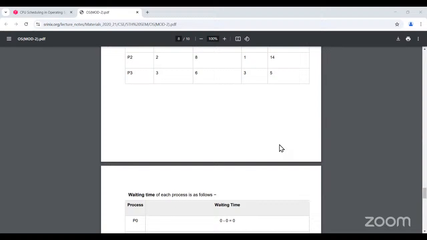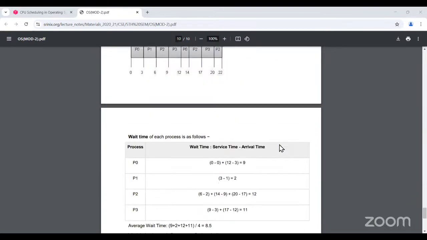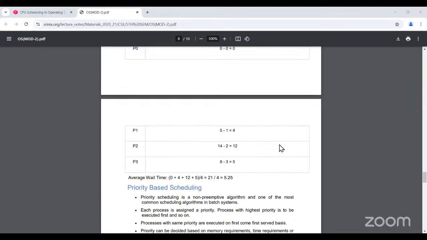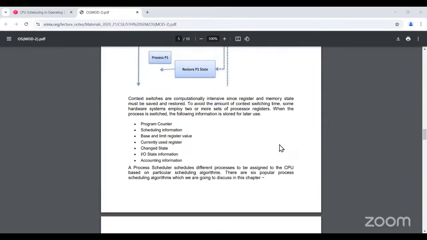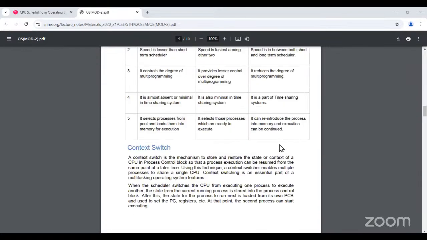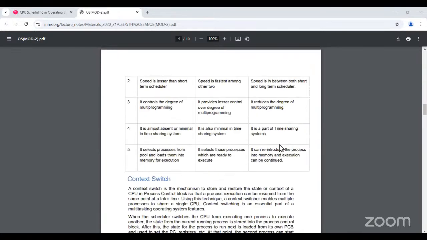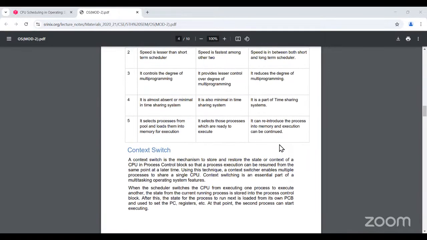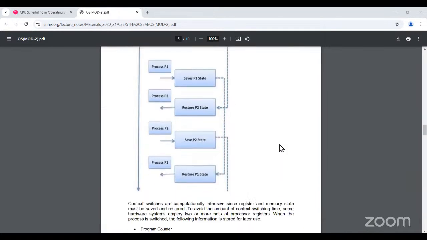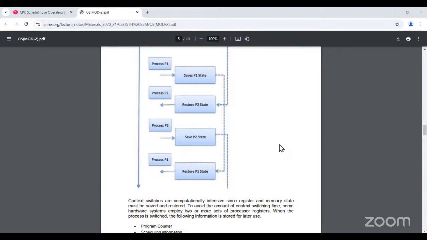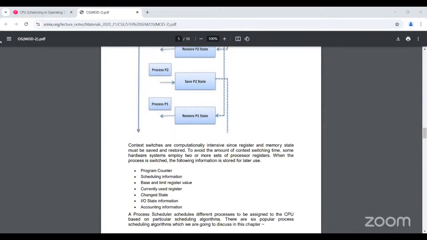The mathematical part is a little in-depth for you. So in CPU scheduling, what are the two types of CPU scheduling, and what is a context switch? That is, how the CPU changes context between multiple processes. So that is about CPU scheduling.